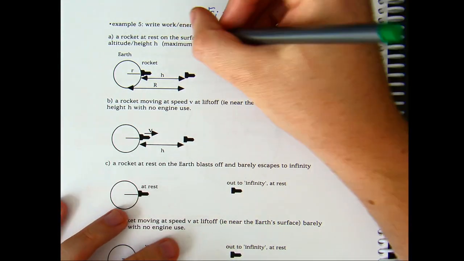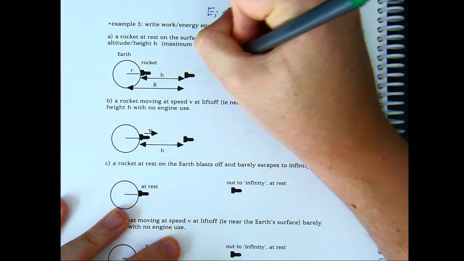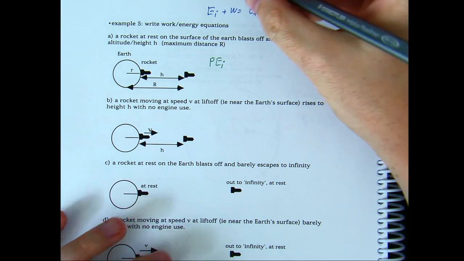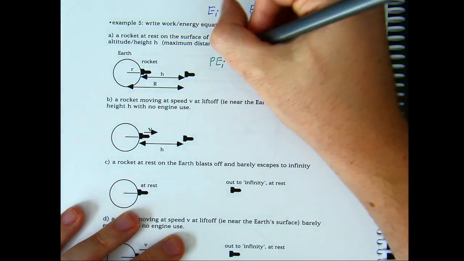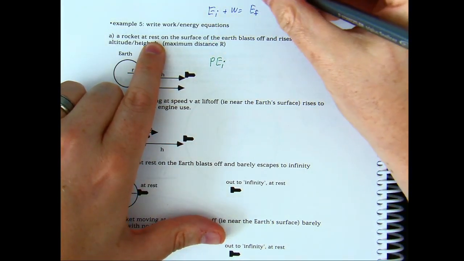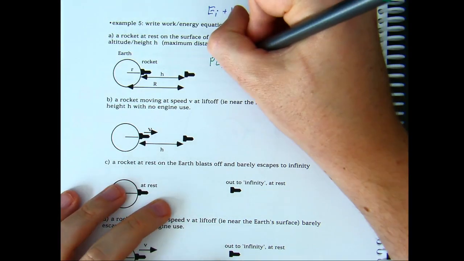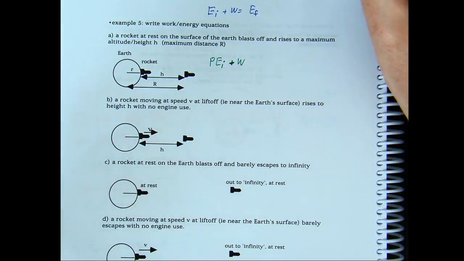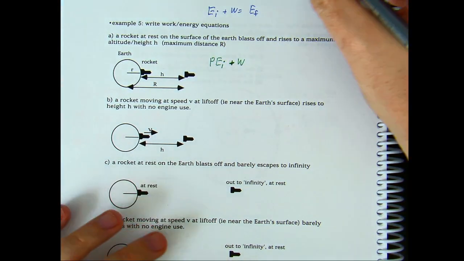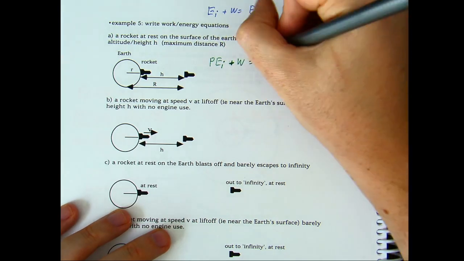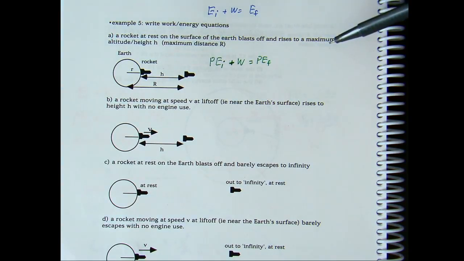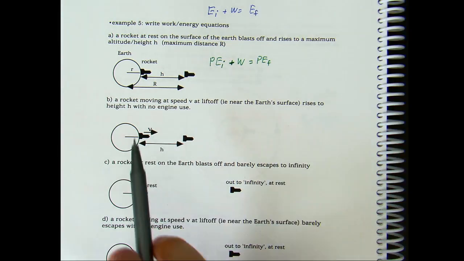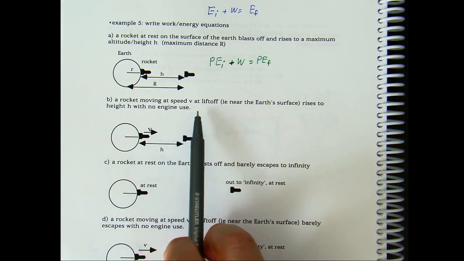So this first one here, the rocket at rest, means there's no kinetic energy, so we've got potential energy initial. It's blasting off and rising. Because it's at rest, we have to take into account the energy required to raise it. So that's where that work term is going to come from. If we don't have kinetic energy, we definitely need work. And it rises to some maximum height, and so we're going to get PE final here. Maximum height implies it's not moving at some point, at the end.